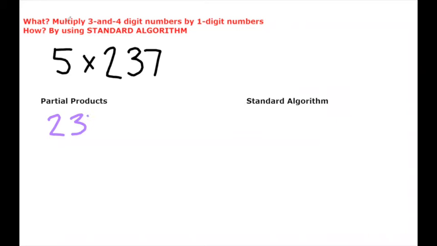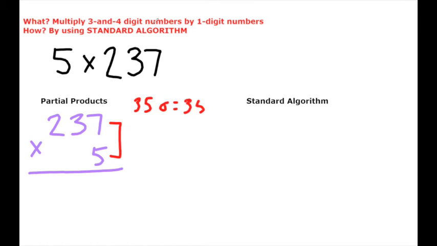237 times 5. And remember, in partial products, they each have their own row underneath, and then we add them all up. So we start by doing 5 times 7 ones. 5 times 7 ones is 35 ones. So 35 ones equals 35. So we put that for the first partial product.